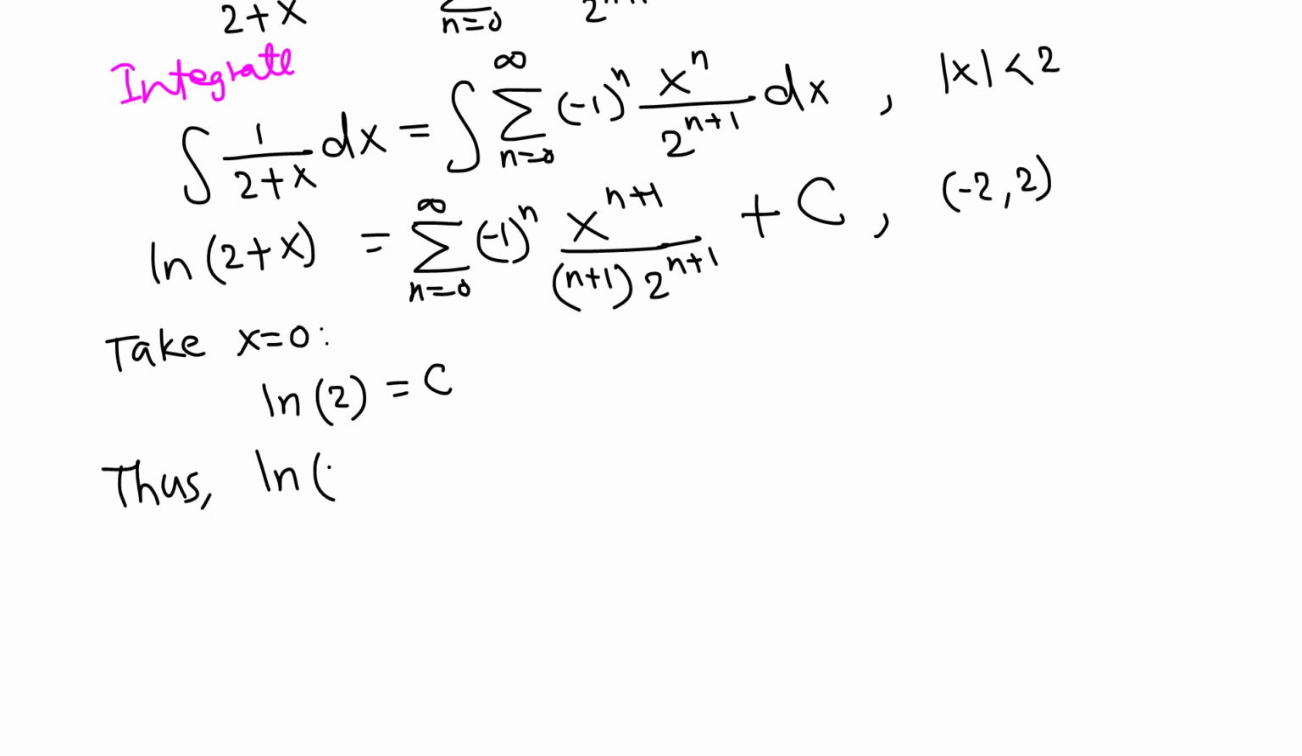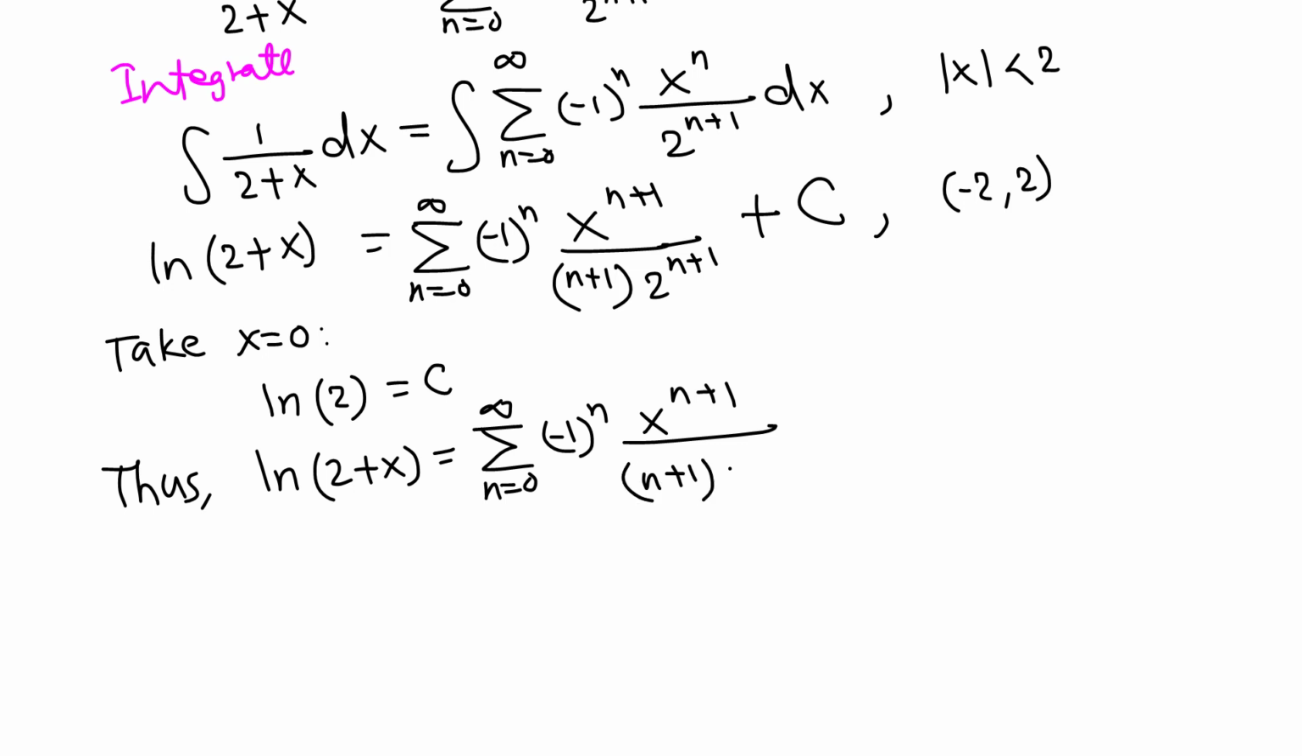ln of 2 plus x is the sum from n equals 0 through infinity of negative 1 to the n, x raised to n plus 1 over n plus 1 times 2 raised to n plus 1, plus c. That c is now ln of 2, which is a decimal number. Okay, and this is our answer.